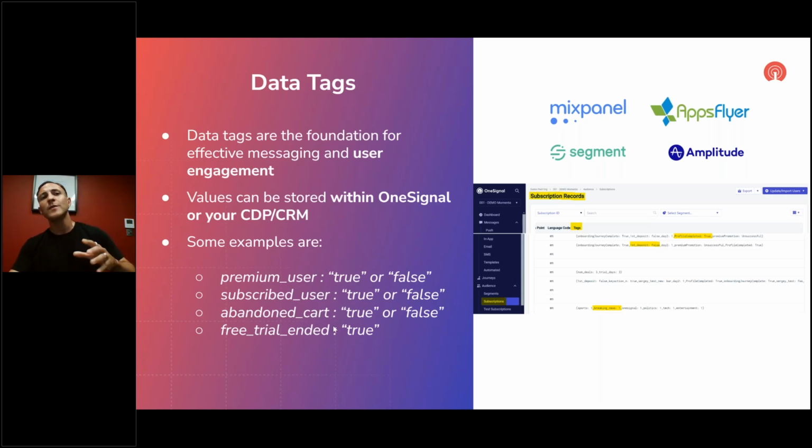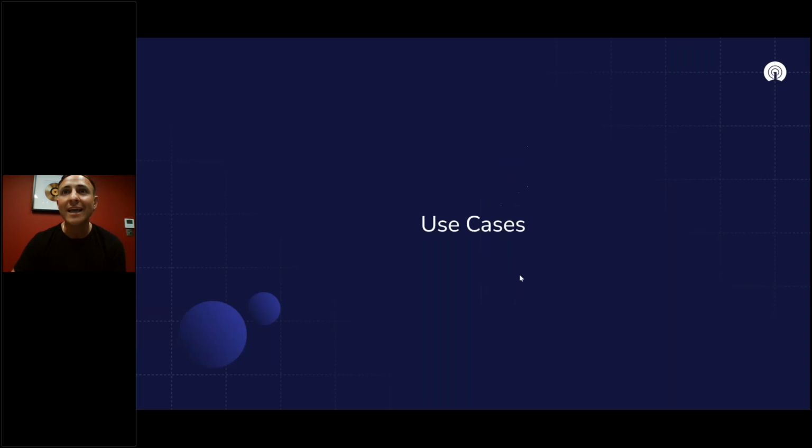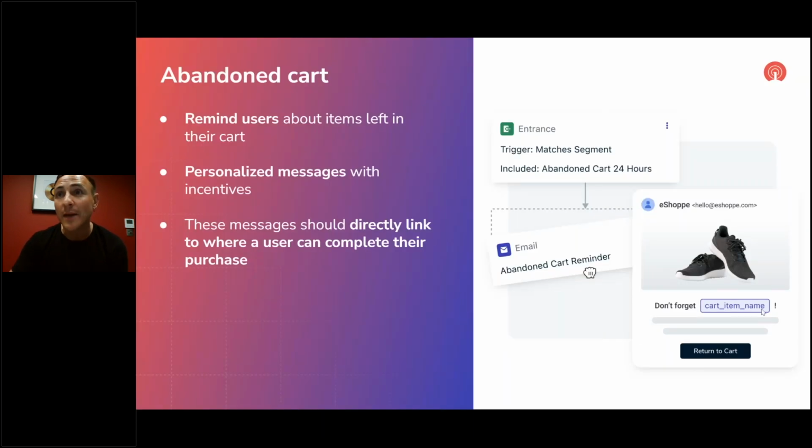Well, it doesn't need to be necessarily like a binary thing that is true or false. You can also add personalization tags. In this case, we saw the cart item name equals the name of the product that this user has in the cart. So cart item name equals Ray-Ban, or cart item name equals Adidas sneakers, right? Or cart item name, whatever it is, the product that you are selling, right? So the more we personalize, the more effective we're going to be with the messages that we're going to send.